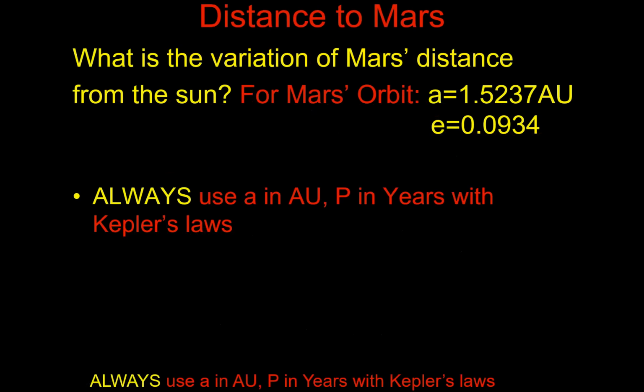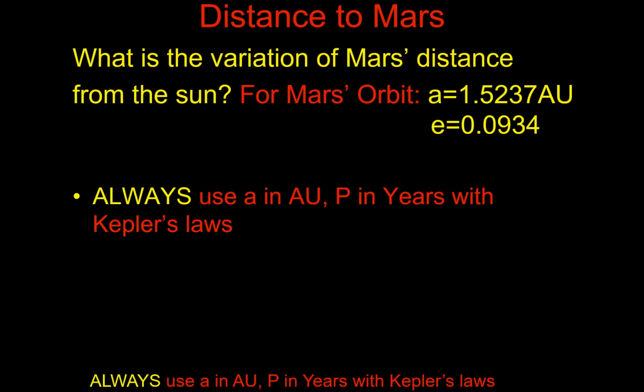So we could say here, what's the variation of Mars's distance from the Sun? For Mars's orbit, the semi-major axis is 1.5 AU. Its eccentricity is 0.0934. If you're doing a calculation like this, always use A in astronomical units and P in years with Kepler's laws.